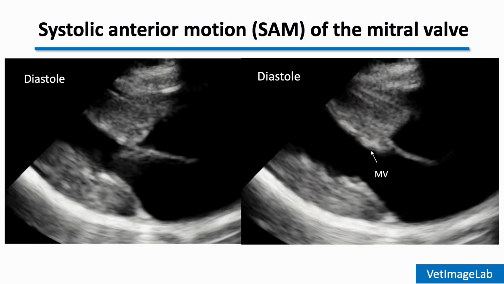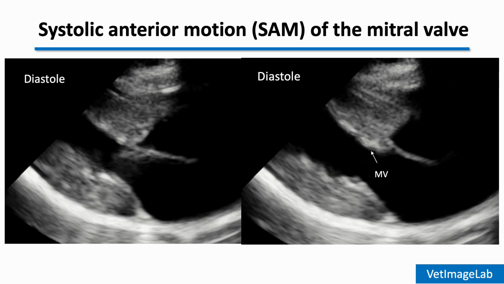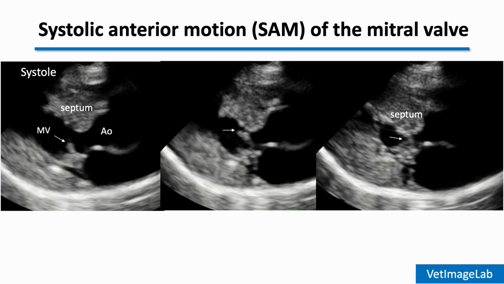During diastole, the mitral valve opens and comes close to the interventricular septum, just like the normal heart. Here we have captured a series of images showing the motion of the mitral valve throughout systole. MV motion is indicated by the white arrow.